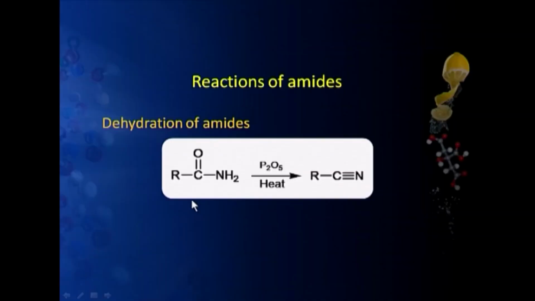Another reaction is dehydration of amides. Amides can be dehydrated on heating with P2O5 or other dehydrating agents like POCl3 to give corresponding cyanides.